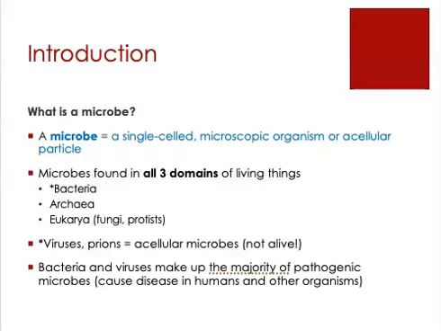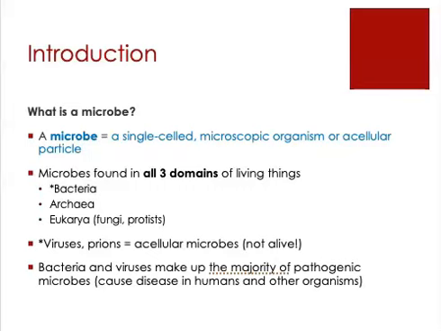The microbes are found in all three domains of living things. That includes the bacteria, the archaea, and the eukarya. And the eukarya includes things like the fungi and the protists. We also include viruses and prions as the acellular types of microbes. The viruses don't have their own domain, neither do the prions, and that's because these acellular particles are not considered to be alive.